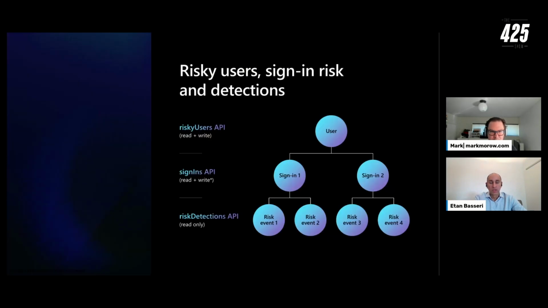Cool. So one thing you might be wondering is, what's the taxonomy? What is risky user versus sign-in risk versus detection? I've talked about a lot of things. These are the building blocks for how we think about identity protection. And so risk detections at the bottom are the fundamental building blocks. Those are the bricks for how identity protection risk works.